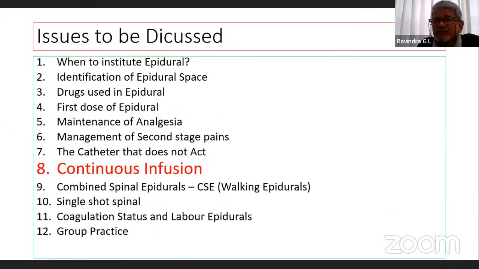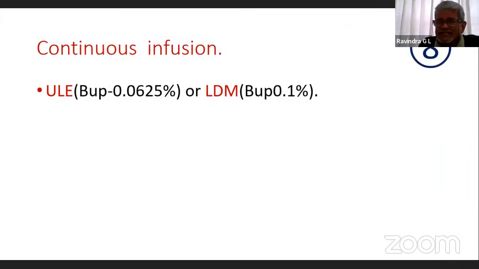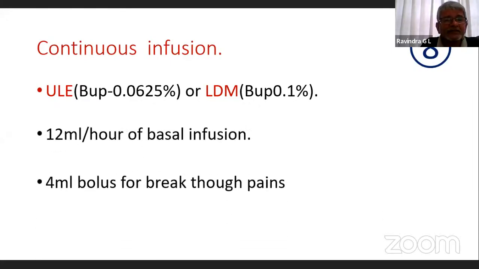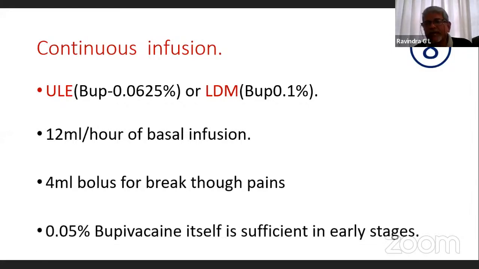Now, about continuous infusion, the same mixtures are used, ULE or LDM, 0.0625% bupivacaine or LDM, 0.1% or whatever it is. Even levobupivacaine and ropivacaine in the same dosage can be used. And 12 ml per hour is the basal infusion. Anything less than 12 ml per hour does not work. 4 ml bolus for breakthrough pains. And it can be set up as epidural PCA, patient controlled analgesia, also.